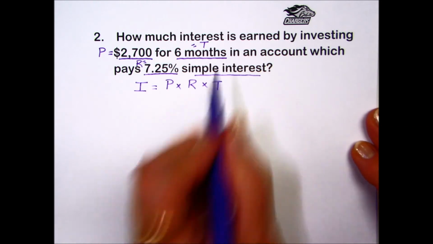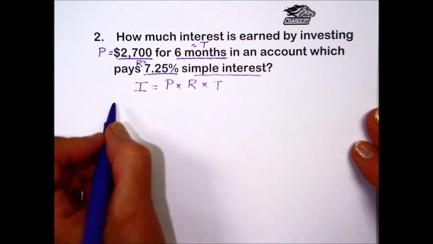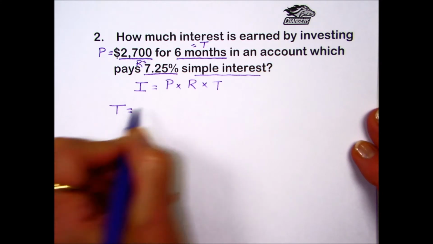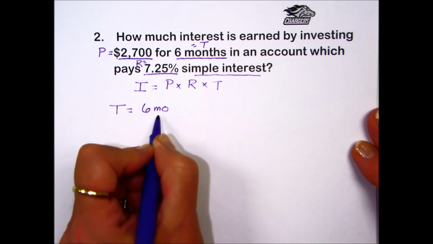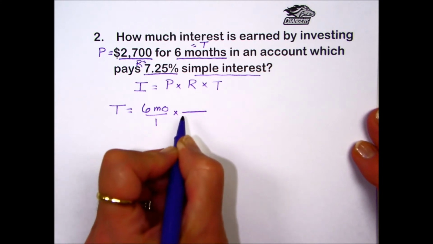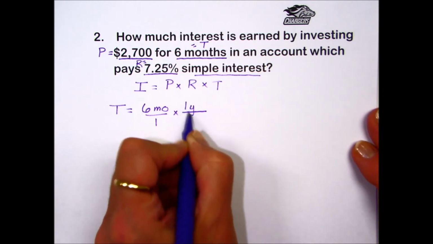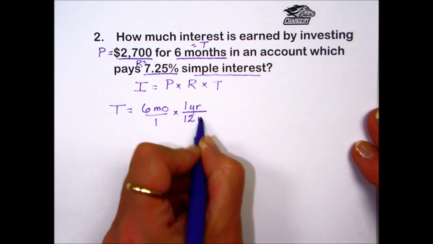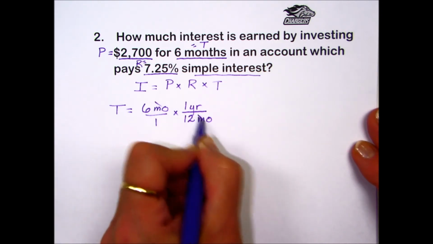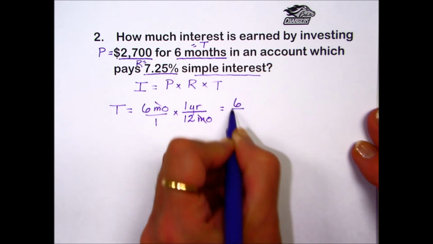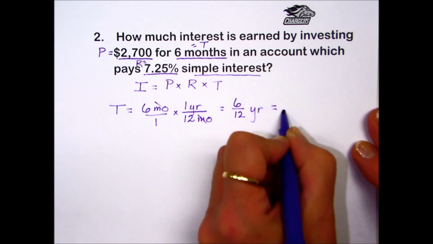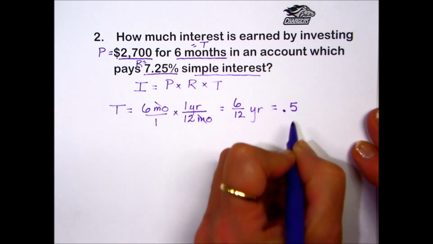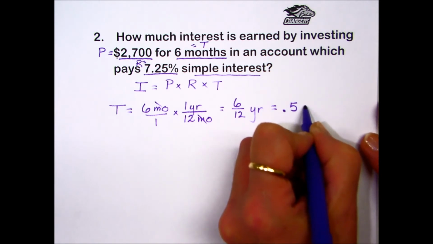So just a preparation as far as converting our time as mentioned earlier. The time given for this problem is 6 months. When we convert that into a year, we're going to use the fact that for every 1 year there are 12 months. The months will cancel out. That's going to give us 6/12 of a year. Or if we do the division and convert this fraction into a decimal, we end up with 1/2 or 0.5 of a year.